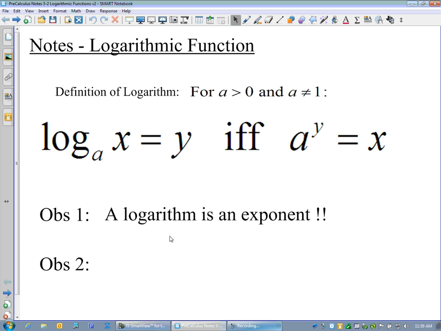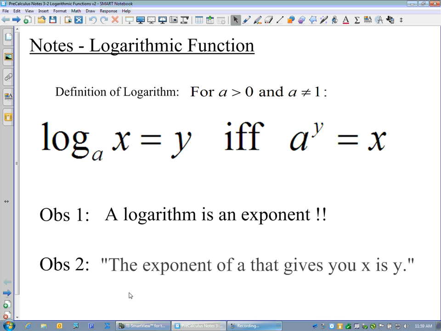So if you understand that a logarithm is an exponent, then we can read this sentence with a little more understanding. We can say that the exponent of a that gives you x is y. Now notice how y is the exponent of a, and the result is x. And that would be our second observation. We can literally read those as the exponent of a that gives you x is y.